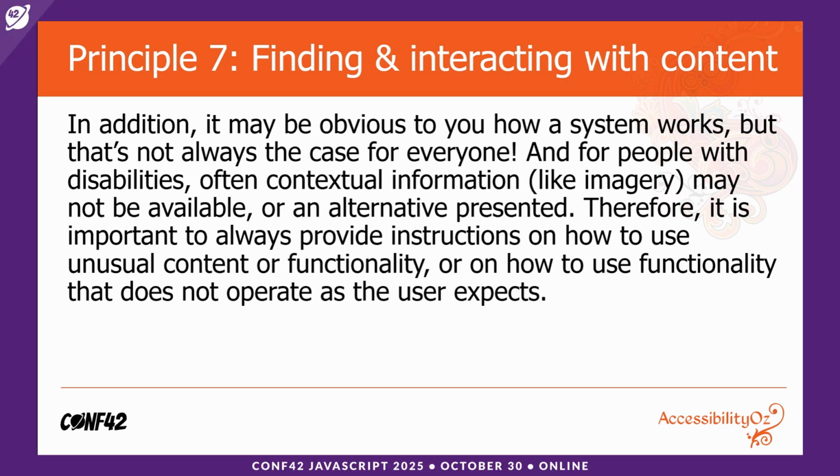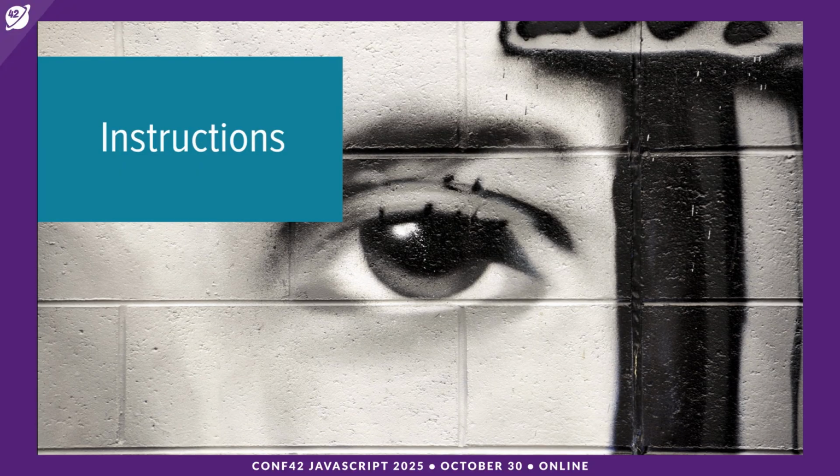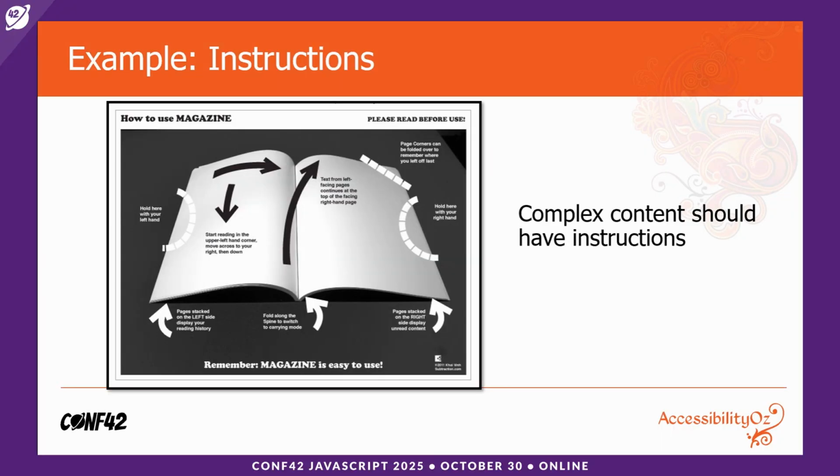And for people with disabilities, often contextual information like imagery may not be available or an alternative presented. Therefore, it is important to always provide instructions on how to use unusual content or functionality, or on how to use functionality that does not operate as the user expects. So instructions are really important. Even if you think it's really clear to you, that's not necessarily going to be the case for everyone. So this is a magazine and it provides quite in-depth instructions on how to turn the page, etc. Just remember that all this content needs to be accessible to the screen reader as well.